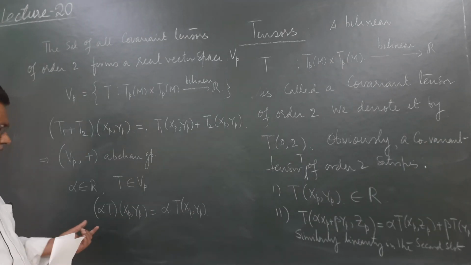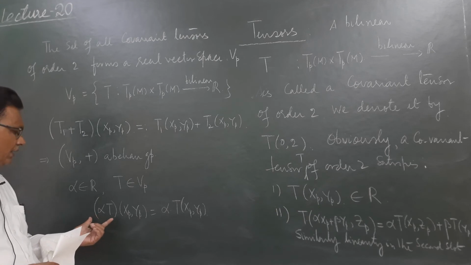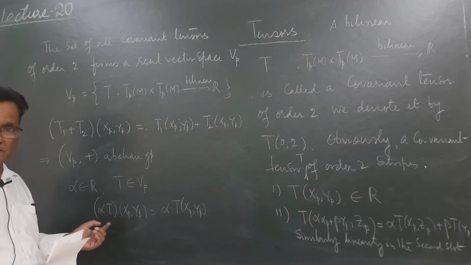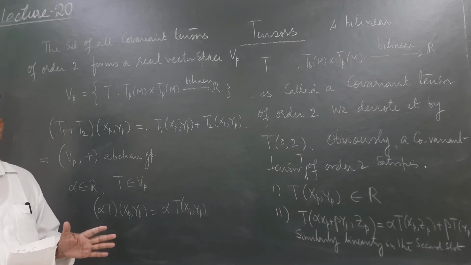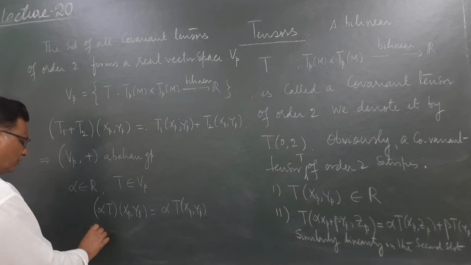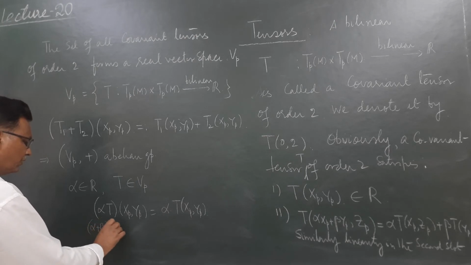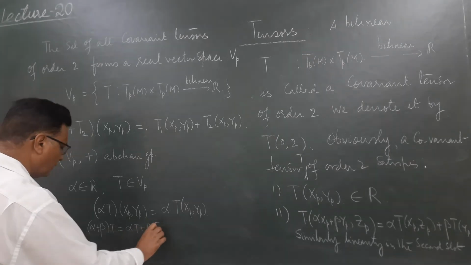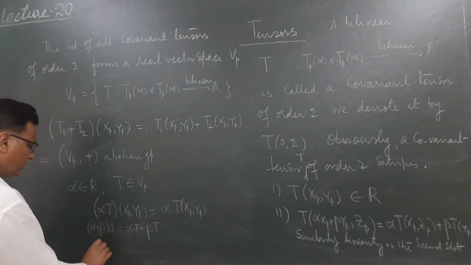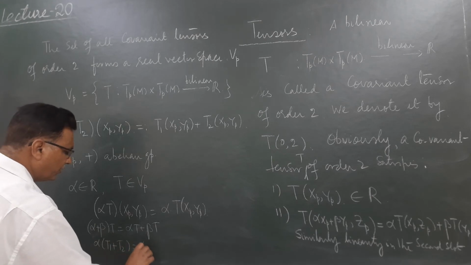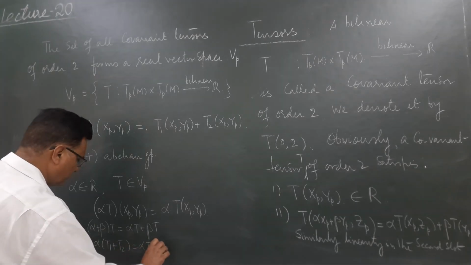यहाँ पे भी एक मिनट रुक के सोच लीजिएगा कि ये कैसे कोवेरिएंट टेंसर ऑफ रैंक 2 हो जाता है, और उसके बाद फिर इसके अंदर दोनों डिस्ट्रीब्यूटिव प्रॉपर्टी होनी चाहिए. So distributive properties will give you what? Alpha plus beta times T must be equal to alpha T plus beta T. Next, alpha times T1 plus T2 is equal to alpha T1 plus alpha T2.